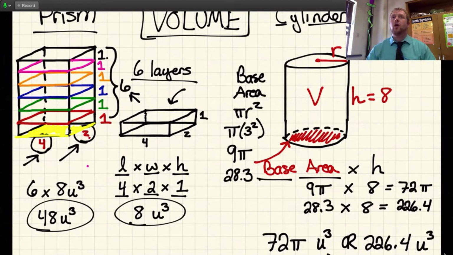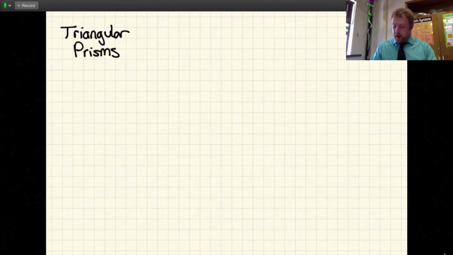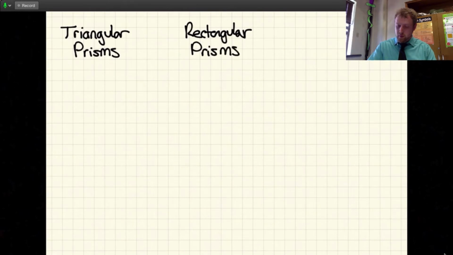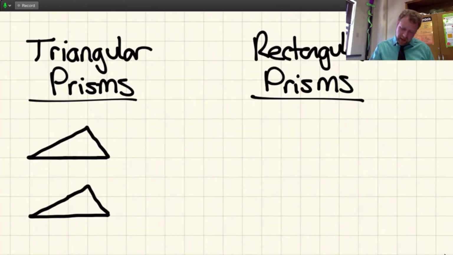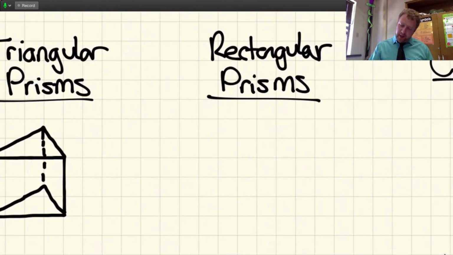Let's try 2 on our own, because I know that this is a little bit more difficult of an assignment. This time I'm actually going to give you your equations to work with. I want you to write these down. You don't have to draw them, but you do need to label them. We are going to go with triangular prisms and rectangular prisms. I'm drawing a triangular prism like so. I'm going to draw a rectangular prism as well.